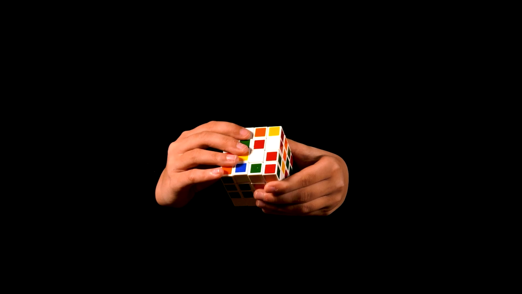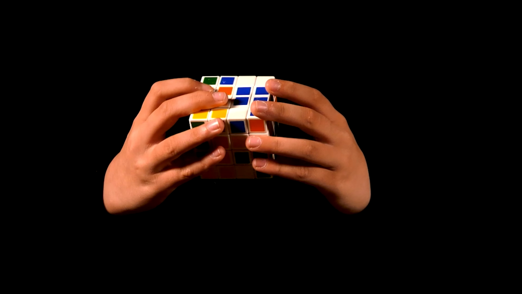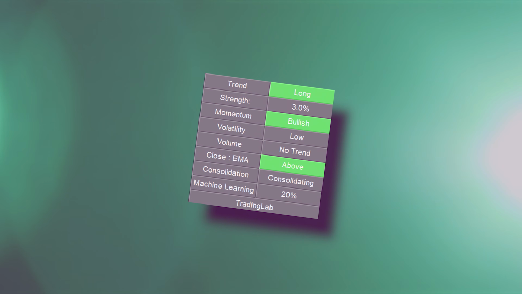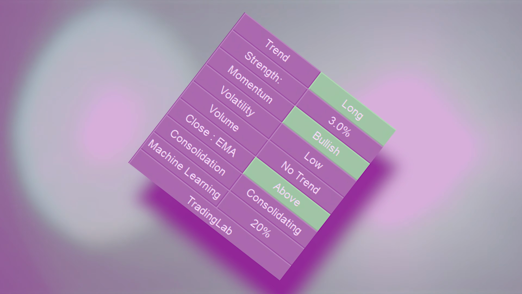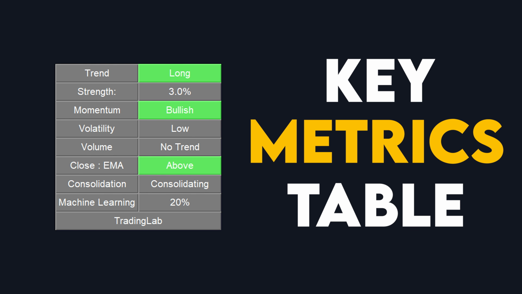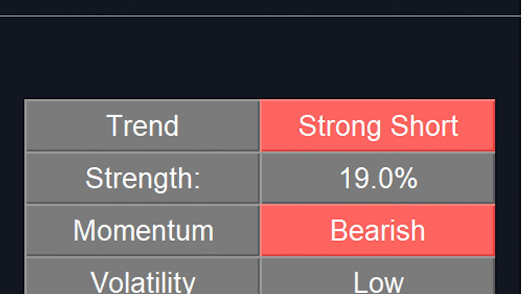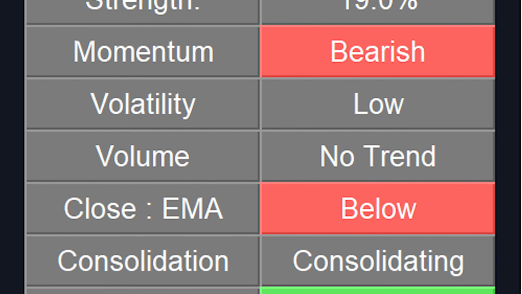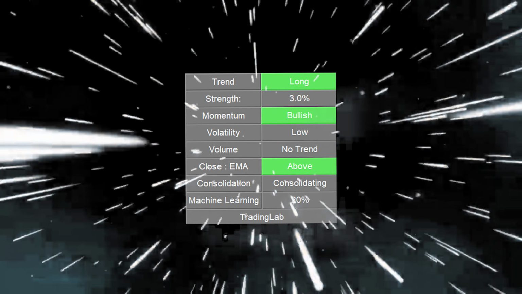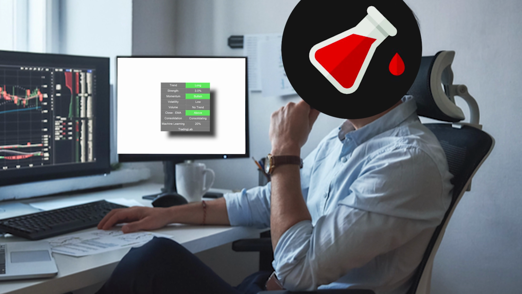Alright, this next trick I use for every single trade I take. Once I implemented this trick, it instantly made my strategy work better. It involves using this. This is the key metrics table for my private indicator, and it gives a ton of useful metrics of what's currently happening in real time. I created this table because I know just how important metrics like momentum and volatility are, and I wanted a fast way to present those values so I could use it to my advantage when trading live.